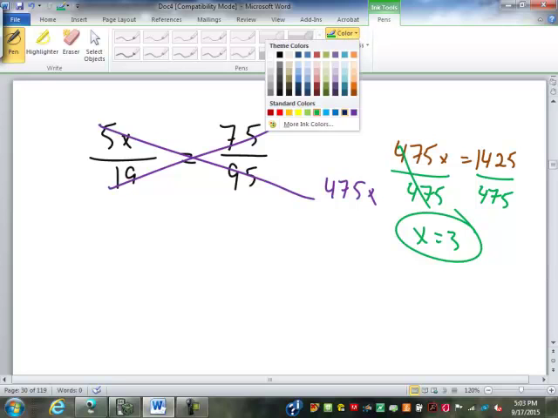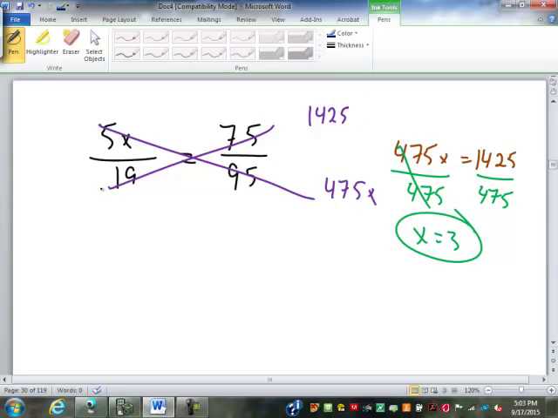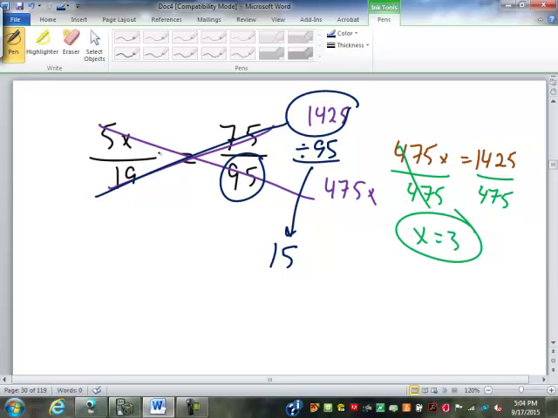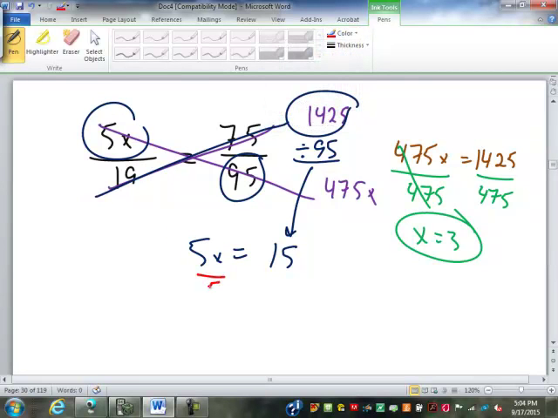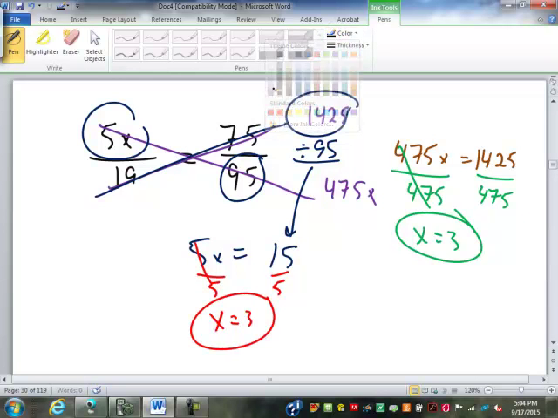Or we could have done 19 times 75 is 1425, divided by 95 is 15. But again, x doesn't equal 15. 5x equals 15. Divide by 5. x equals 3. Any questions?